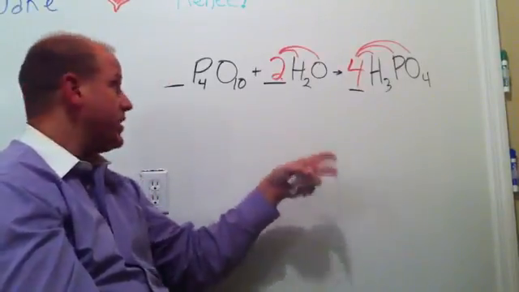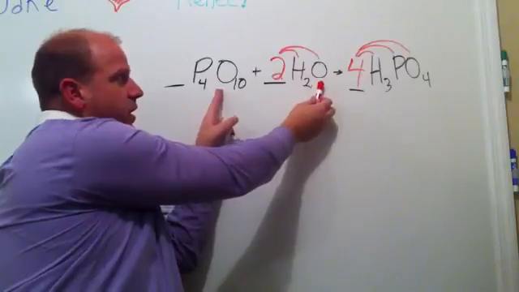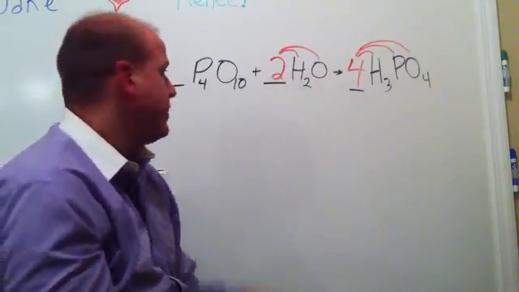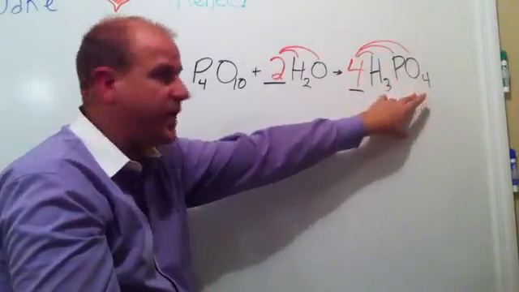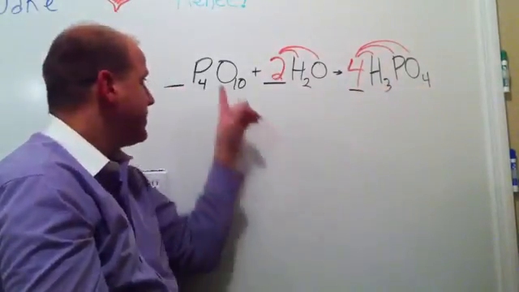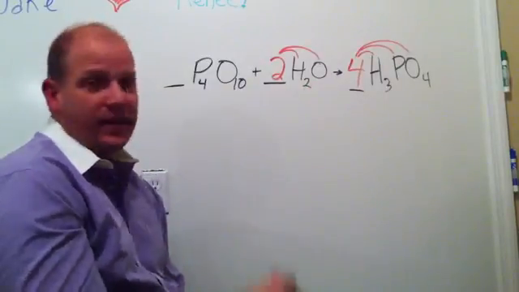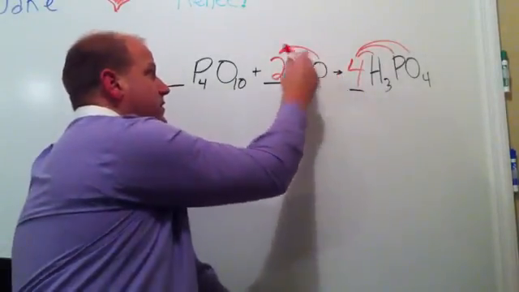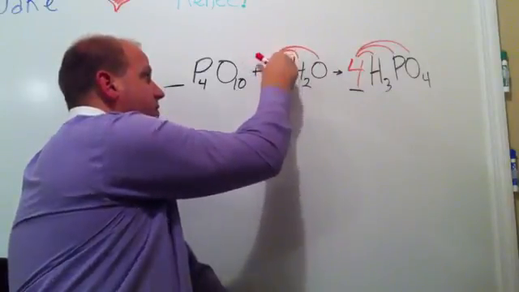So then let's go to our oxygen. We've got a total of 12 oxygen right now on our sides combined together. Well, if we look at the product side, we've got 16. So I've got 10 right here, I've got 2 right here. Now, I'm going to work with the smallest number. This one right here is going to be the easiest one to change. So I'm going to erase that 2.